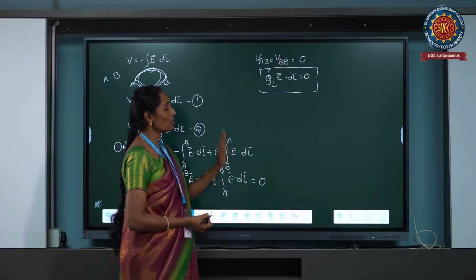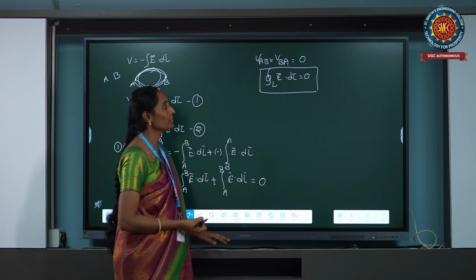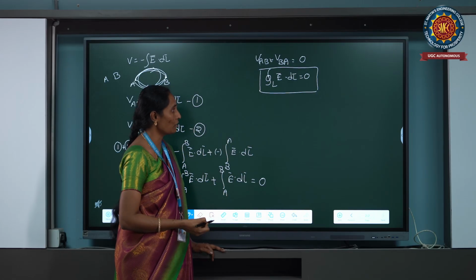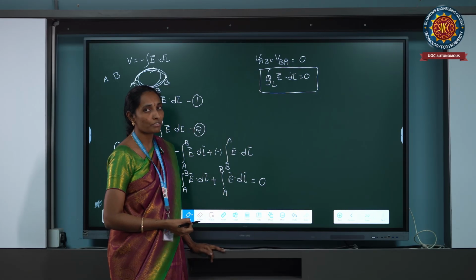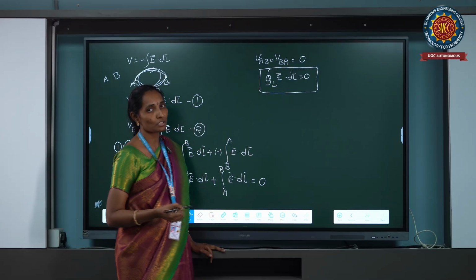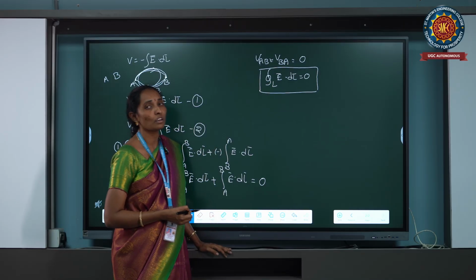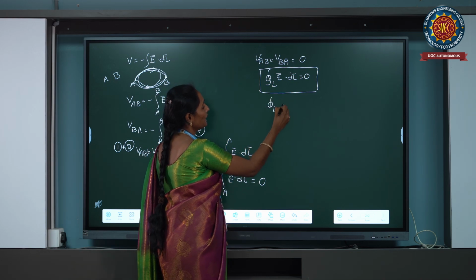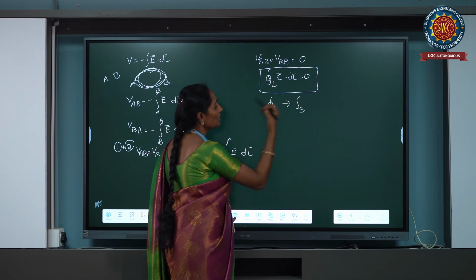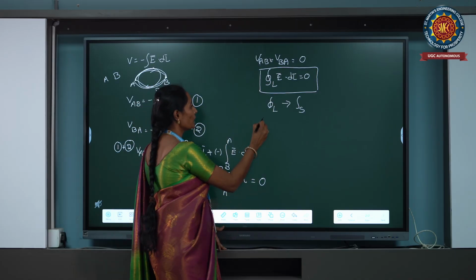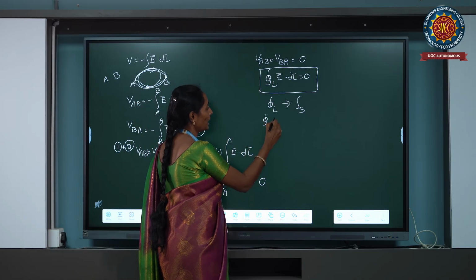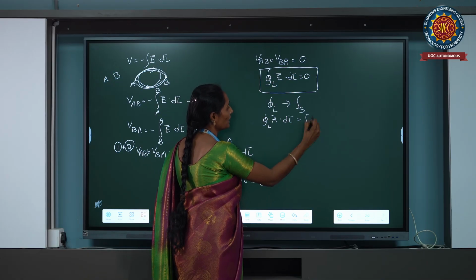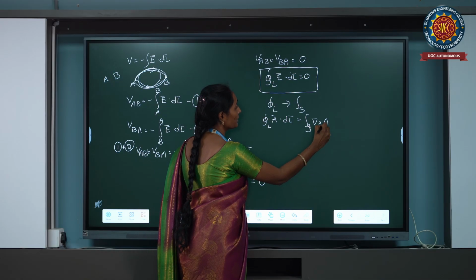By using this equation we can derive the differential form. To find the differential form, we apply the Stokes theorem. What is the Stokes theorem? What is the purpose of using the Stokes theorem? The Stokes theorem is used for converting a line integral to a surface integral. So the closed line integral of any vector is equal to the surface integration of the del cross of that vector.